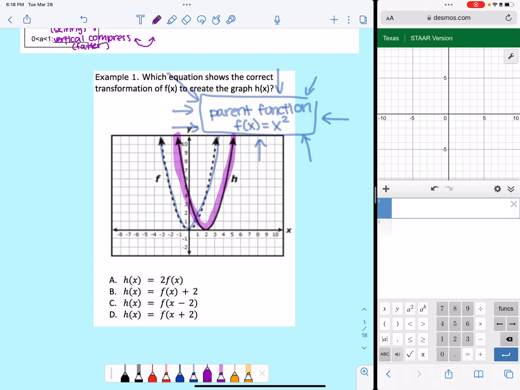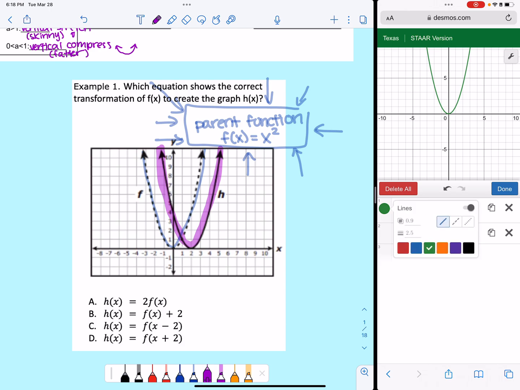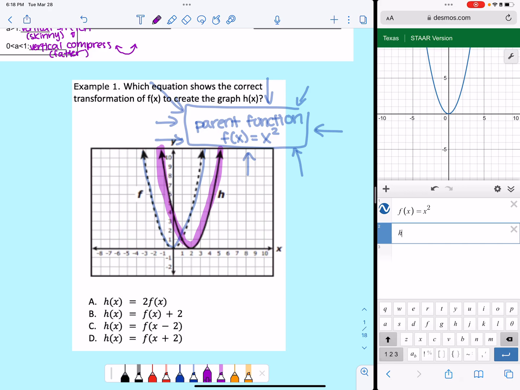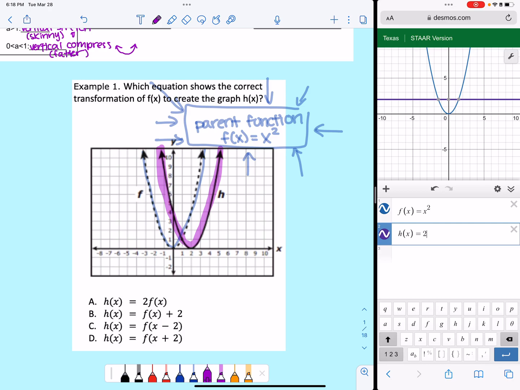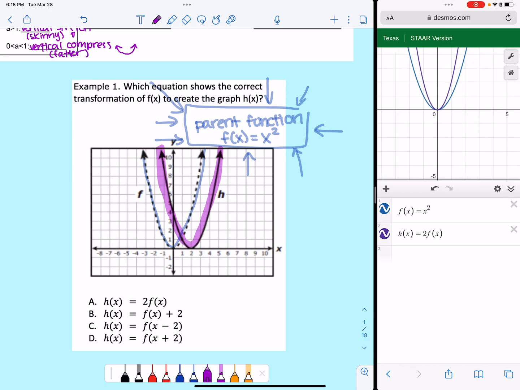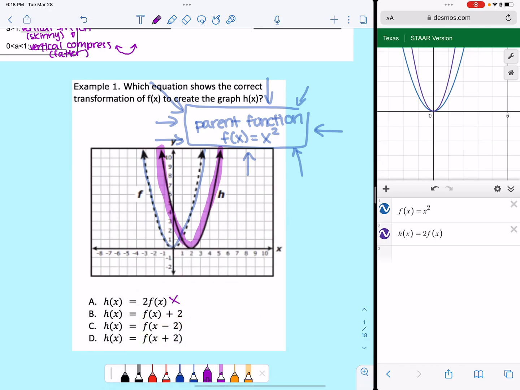So we can do this one of two ways. We can either graph it, which is, we have to graph the parent function. That's why you need to know the parent function. That's the blue one. Let's change this to blue. Then our next one is going to be the purple one. So it has h of x equals 2 f of x. And that graphs the purple one. But see, the purple one didn't move over two spots. So the first one could not be it.